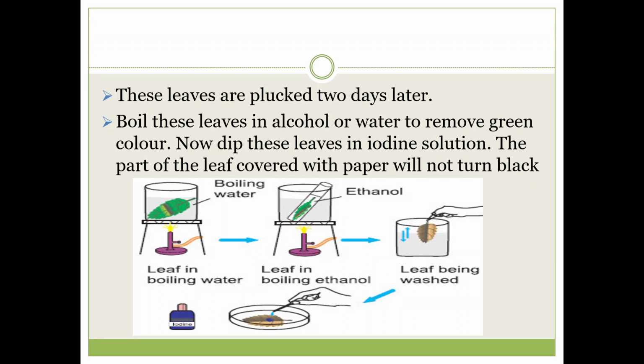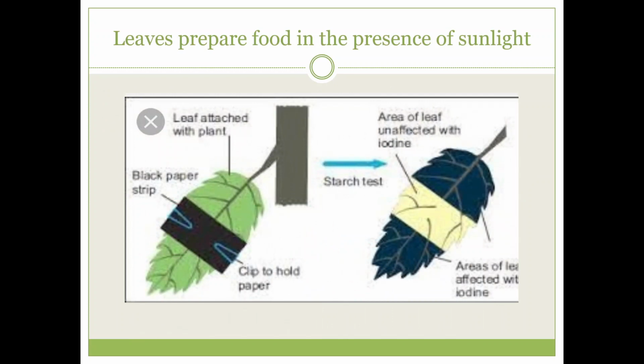Why do you think the part of the leaf that was covered with paper was not turning blue or black? Because that part of the leaf which was covered by the black paper was not receiving any sunlight. Because of that, that part of the leaf did not prepare any food. That is why there is no starch in them. No food, that means no starch. So, when the leaf was tested for the presence of starch, only that part did not turn blue in color. This proves that leaves need sunlight for preparing food.